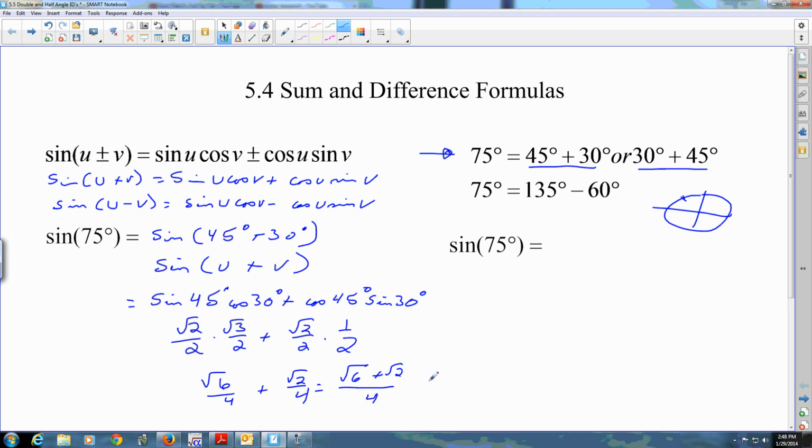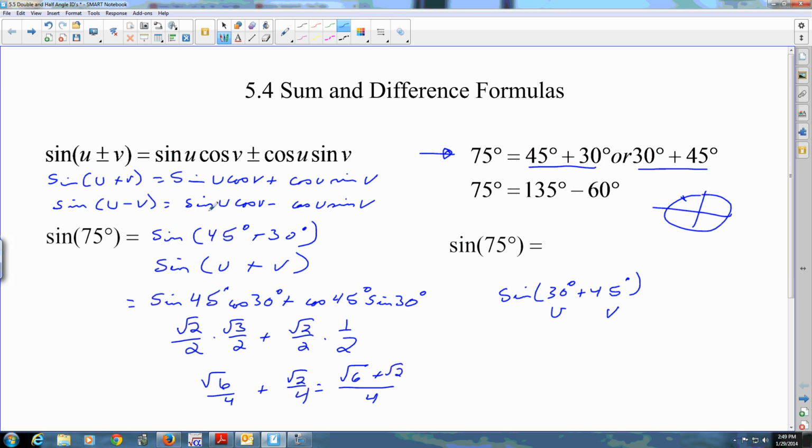And no, you cannot combine those. It really doesn't matter which way you write it. If you write square root of 6 plus square root of 2 or square root of 2 plus square root of 6, that's fine. Now, there wasn't anything magical about writing 45 30. I could have written it sine of 30 plus 45, and you're still going to get the same answer. So this is your u, and this is your v.